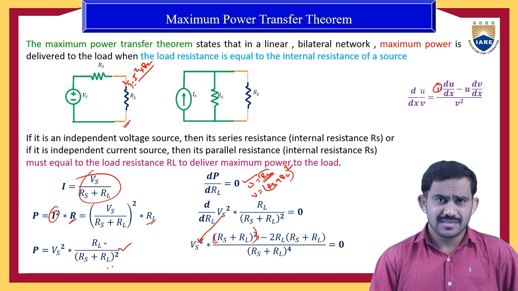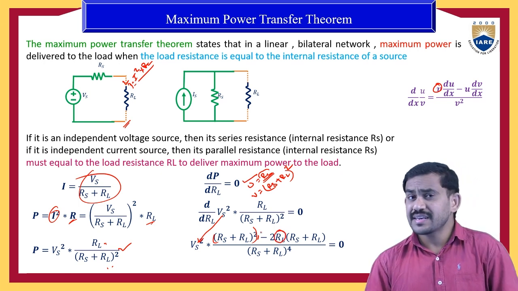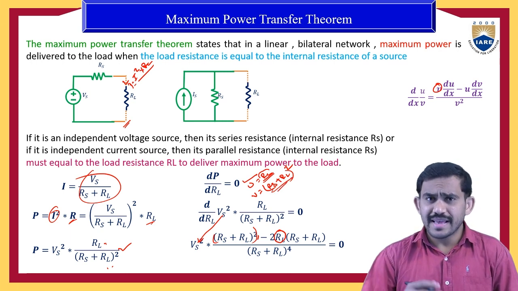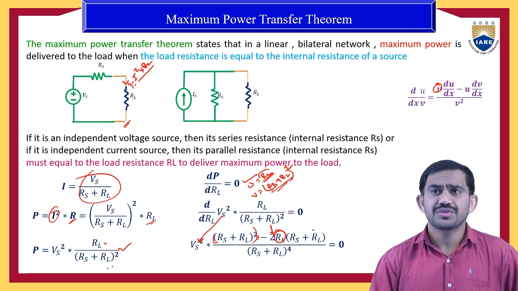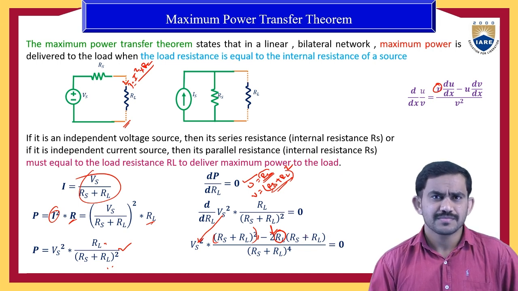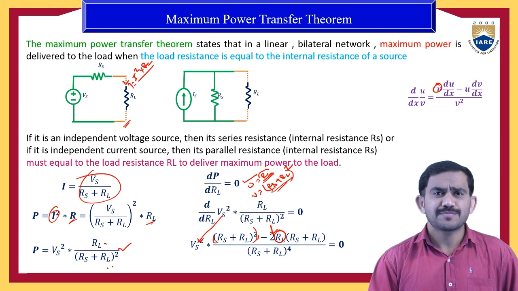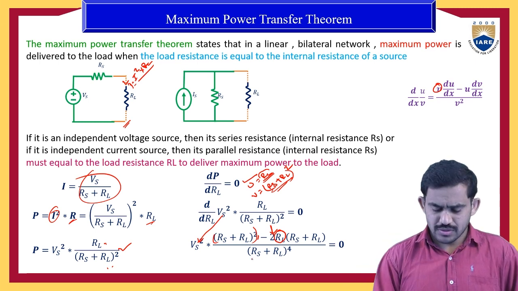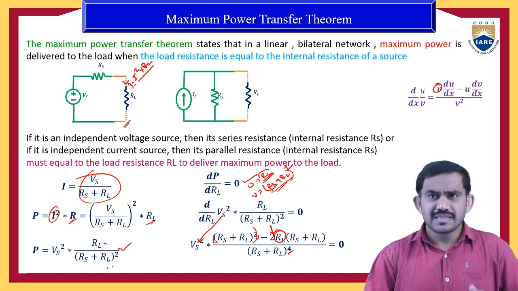Next, minus the u value, which is RL, then the derivative of the v value. The derivative of Rs plus RL whole square: using the x square formula, the derivative of x square is 2 into x, where x is Rs plus RL. Now divided by v square, where v is Rs plus RL whole square, so v square means Rs plus RL to the power 4. Clear? This is the equation now.